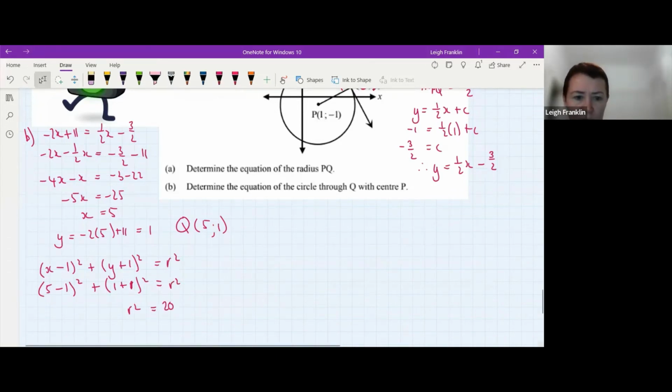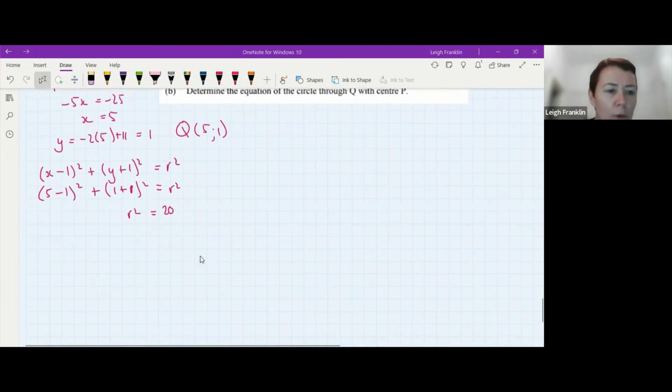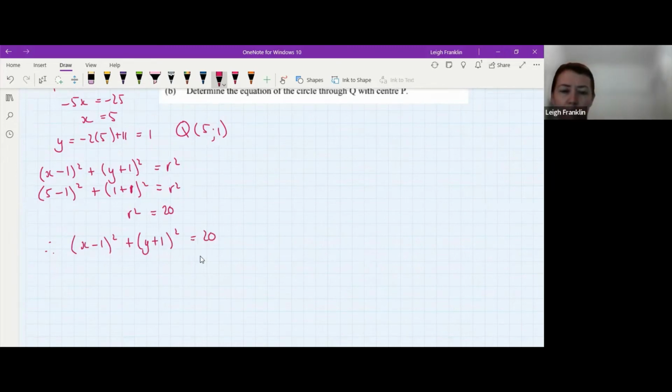Hang on, let me just check this. Okay, there we go. Sorry, I was just having a look. Yes, I quite agree, 20, which then means that the equation of the circle is x minus 1 squared plus y plus 1 squared equals 20. You got that same answer as me.